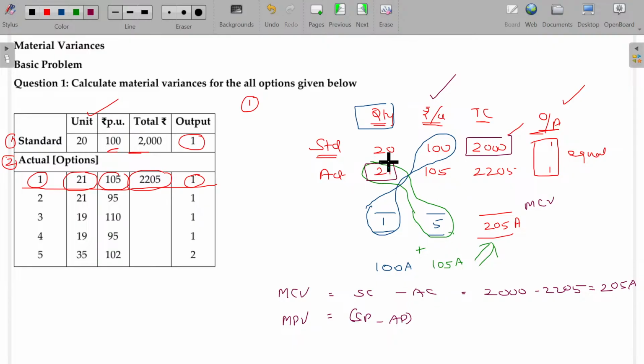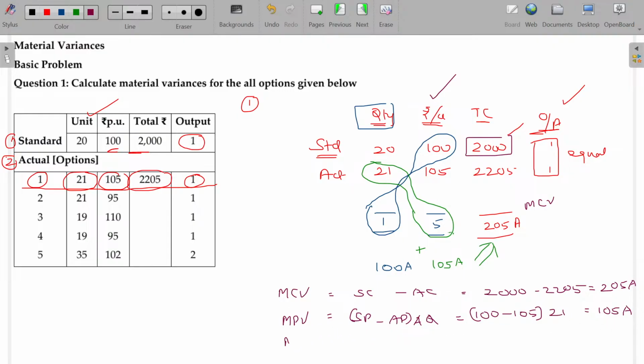Actual quantity purchased being 21. To that extent, I paid this one. So, into actual quantity will be taken here. Now, standard price being 100 and actual price being 105, I paid 5 rupees excess for actual quantity being 21 units. So, 105 adverse.